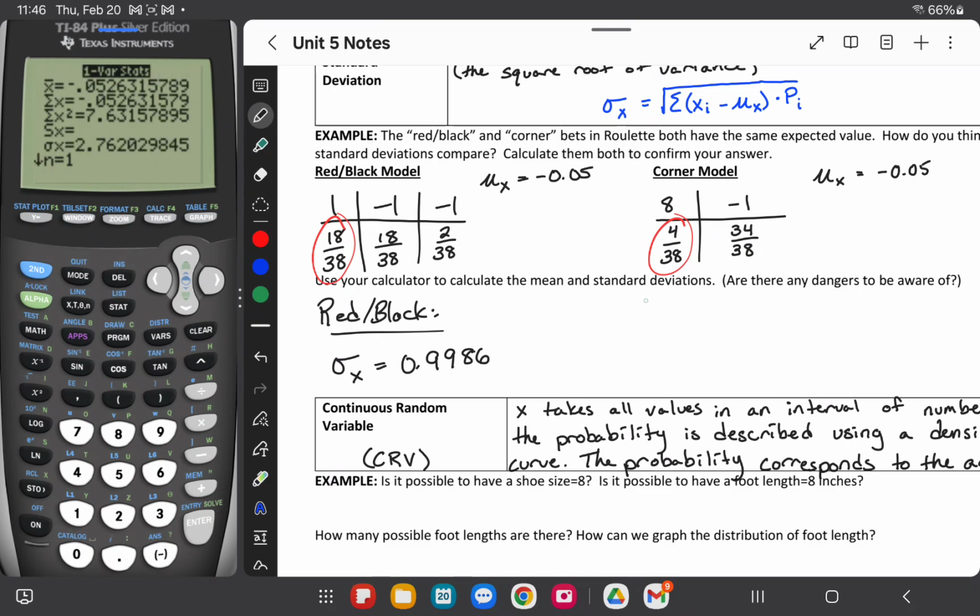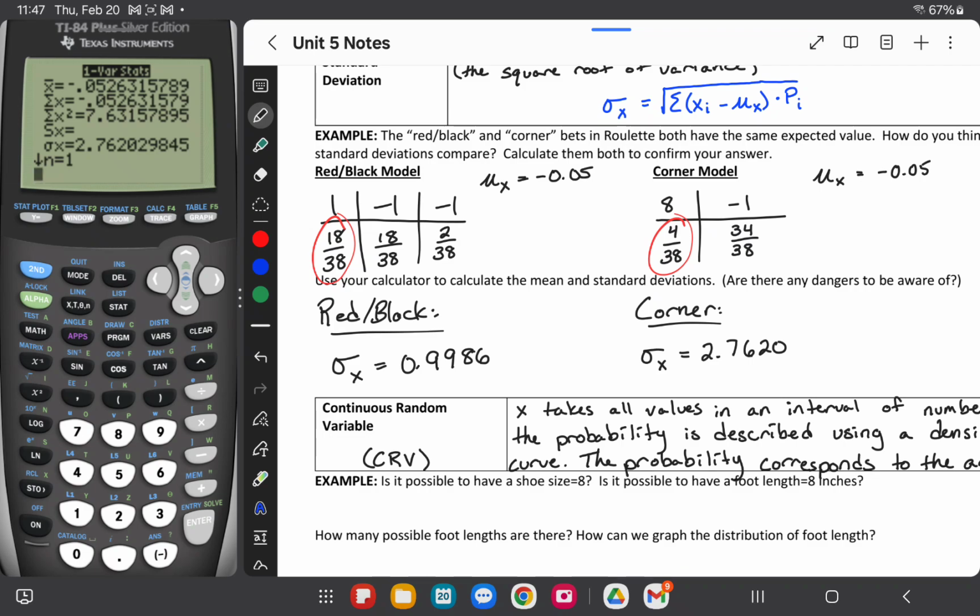Notice that once again, for this corner model, we are getting the exact same mean. It's still that negative 0.05, but the standard deviation is much higher. The standard deviation is 2.7620 to 4 decimal places. So notice that the variability for red and black is much less than the corner model, which is what we expected. With red-black, we're going to be winning roughly half the time, whereas for the corner model, we're going to be winning only 4 in 38. So a lot more variability in the corner model than the red-black model.